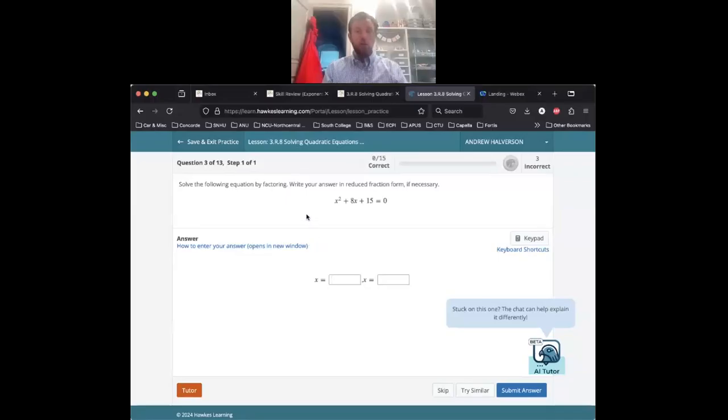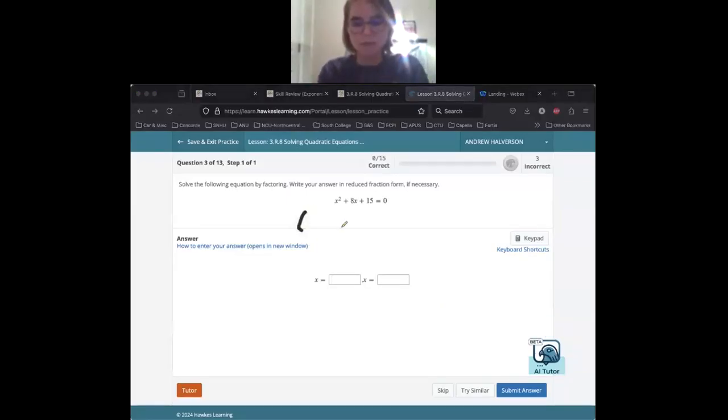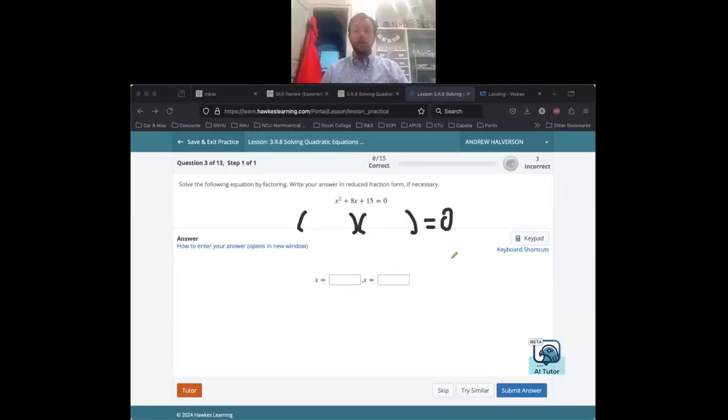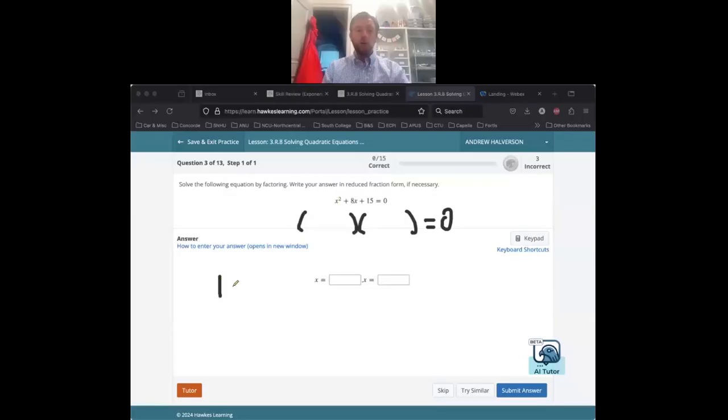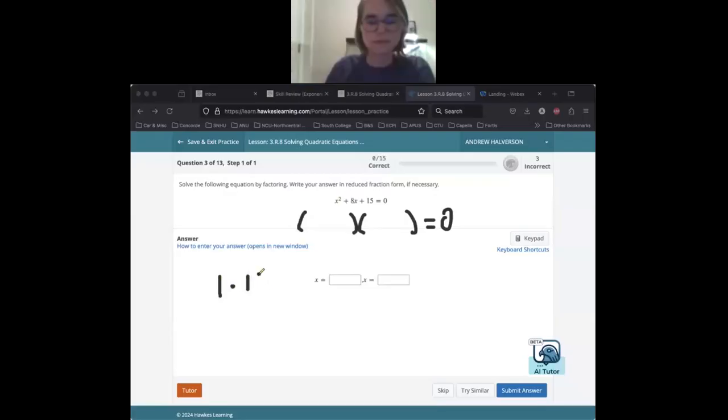Where I get confused is, there are two different things I kind of want to try: multiply a by c, which is the x squared by 15, or find two numbers that... Let me tell you this. The multiply a by c works on this too. You can do that. What is a here? 1. What's c? 15. So you're looking for 1 times 15?